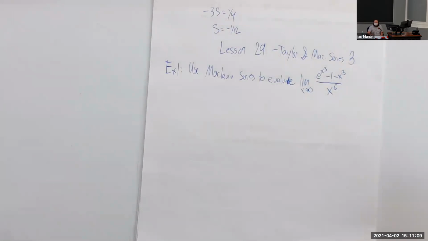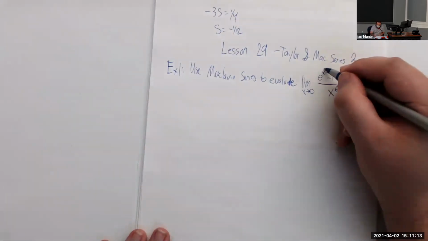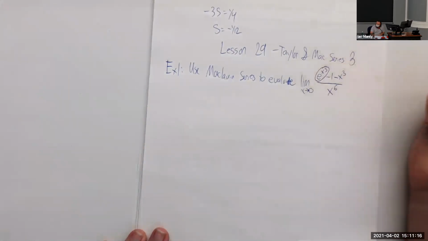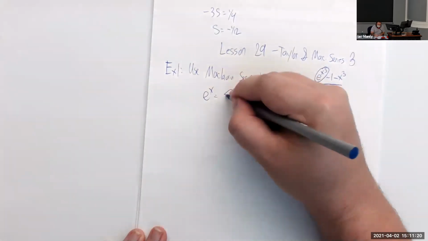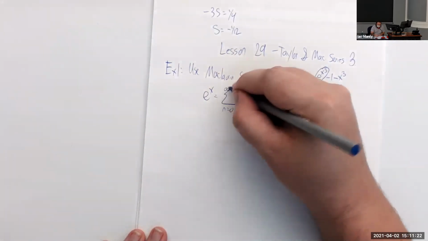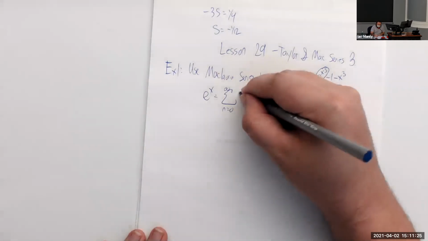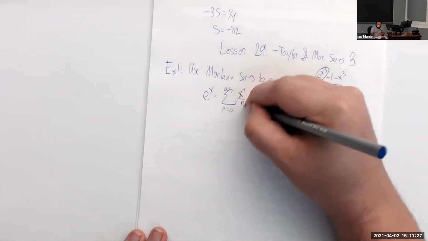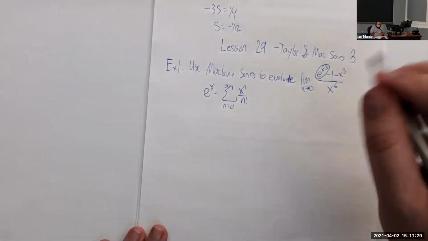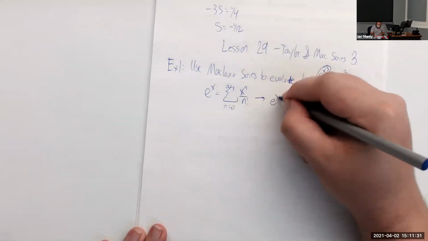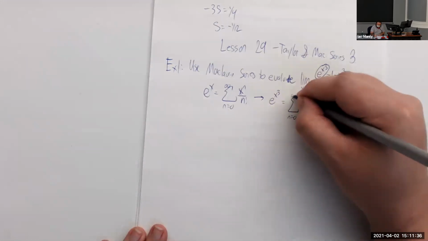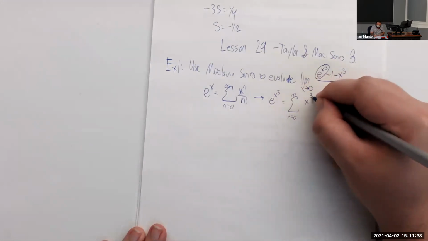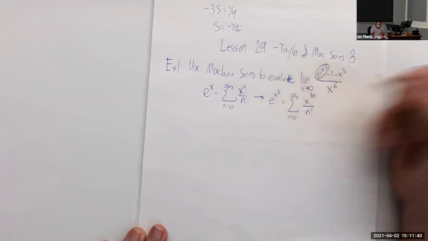Well, what are we supposed to do instead? Well, this is where series can help us out. What I'm going to do is find a Maclaurin series for e to the x cubed. If we remember from before, we know a good Maclaurin series for e to the x. It's x to the n over n factorial. So it's relatively straightforward to find a Maclaurin series for e to the x cubed. It's going to be x to the 3n over n factorial.